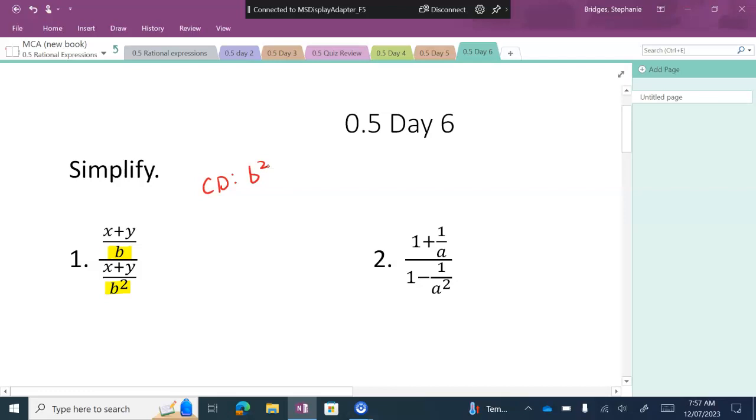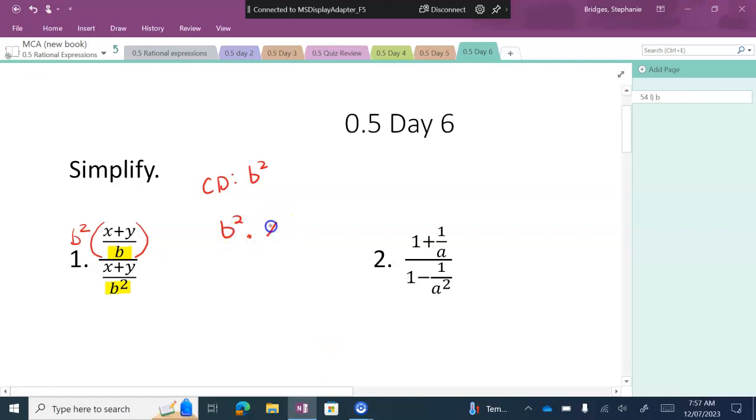Once we decide what our common denominator is, we're going to multiply the top fraction by that common denominator, and we're also going to multiply the bottom fraction by that common denominator. And this is what I mean. We're going to take this top fraction and multiply it by b squared. So I'm going to show my work right here, and then I'll erase it.